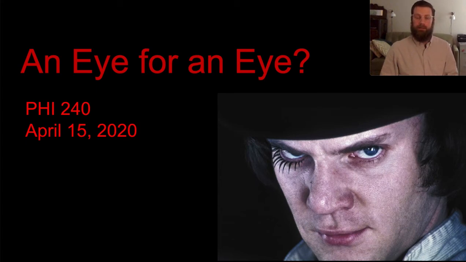Today we're going to be continuing our unit on the death penalty. This time around, we're going to look at a paper by Stephen Nathanson called An Eye for an Eye. The imagery we've got here is from a movie that has something to do with the question of criminal punishment, A Clockwork Orange, but the image we chose has interesting eye imagery as well.